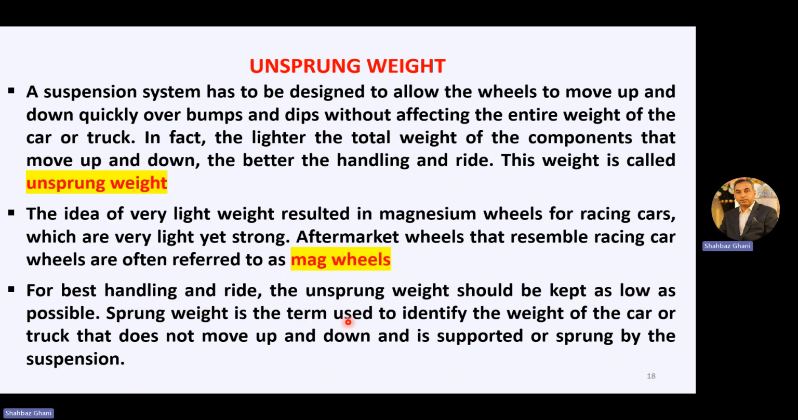Sprung weight is the term used to identify the weight of the car or the truck that does not move up and down and is supported or sprung by a suspension system.